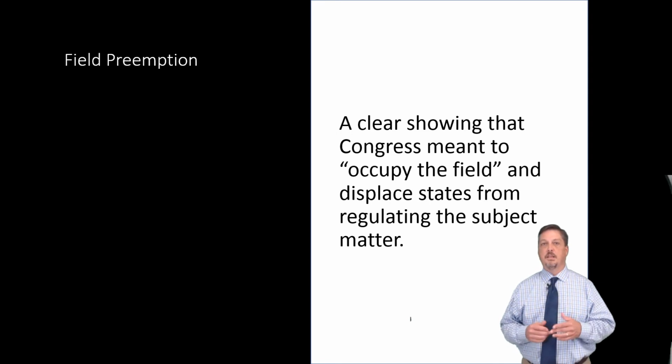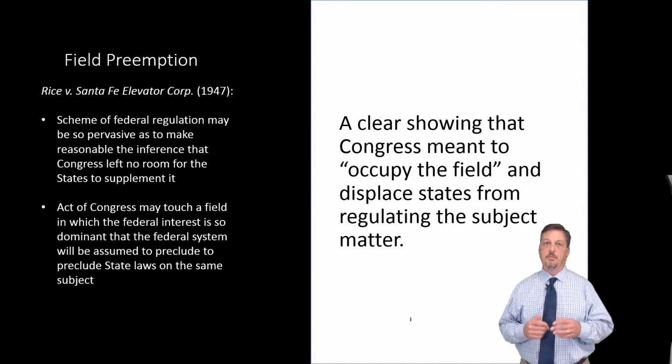Under field preemption, there must be a clear showing that Congress meant to occupy the field and displace states from regulating the subject matter. Rice v. Santa Fe Elevator Corp., a 1947 case, laid out 2 circumstances under which field preemption may occur. 1, a scheme of federal regulation may be so pervasive as to make reasonable the inference that Congress left no room for the states to supplement it. Or 2, an act of Congress may touch a field in which the federal interest is so dominant that the federal system will be assumed to preclude state laws on the same subject.